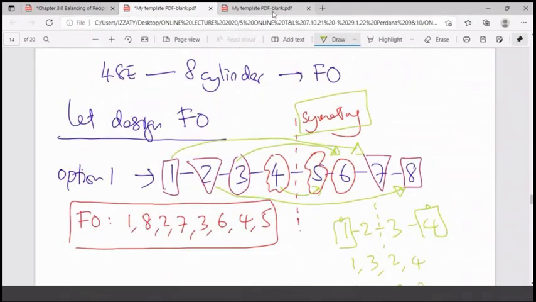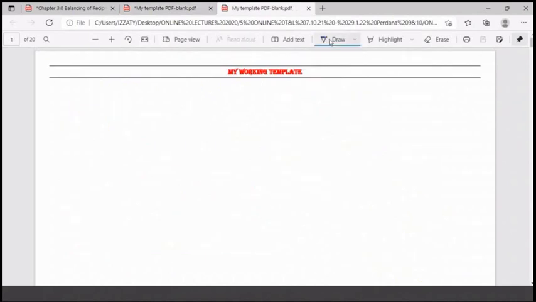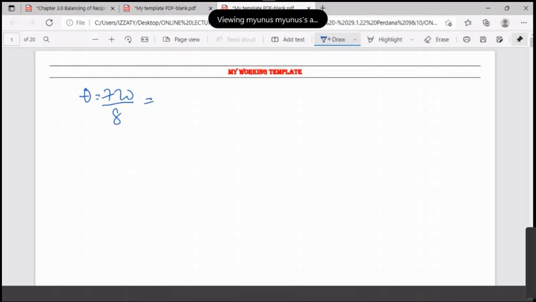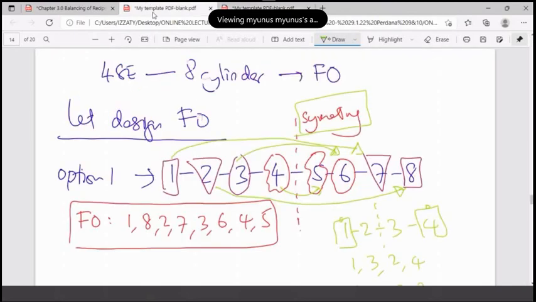Before you start, what you need to calculate is theta. Theta will be 720, because you are dealing with a 4-stroke engine, divided by 8. So 720 divided by 8, what do you have? I can calculate this easily, but I want you to respond, class. Yes, 90. Whatever you have here, 1, 8, 2, 7, 3, 6, 4, 5, everyone will be positioned at 90 degrees. That is the idea.